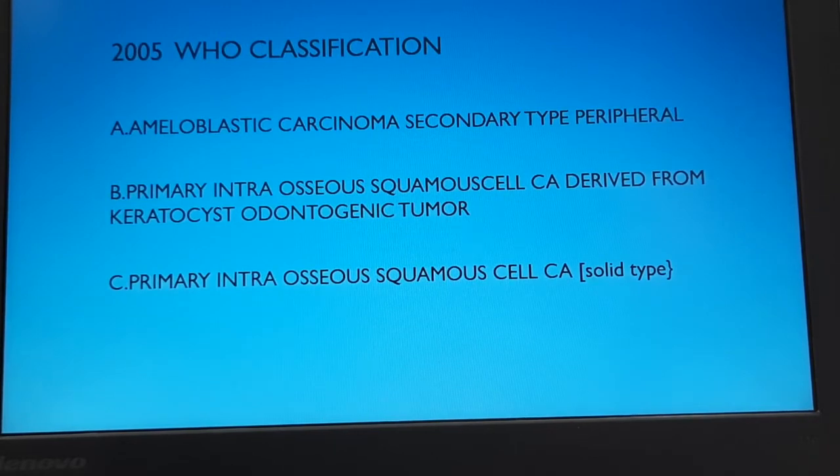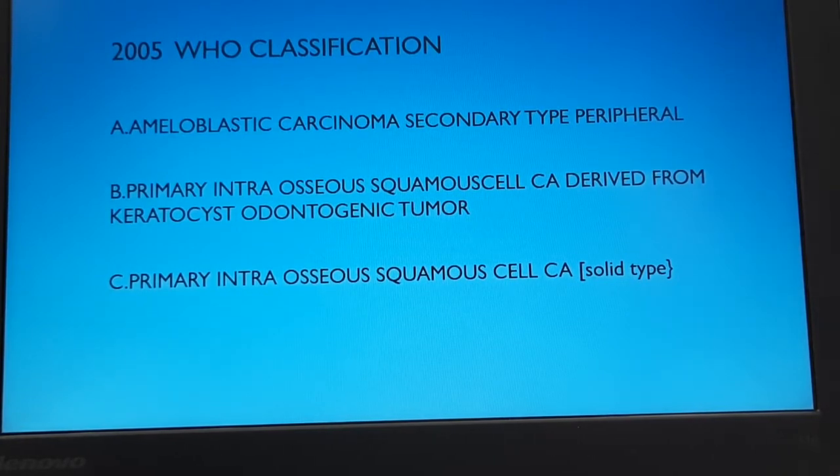The WHO classification in 2005 described that ameloblastic carcinoma of secondary type is peripheral in origin. The primary intraosseous squamous cell carcinoma derived from keratocyst odontogenic tumor, which was earlier described as odontogenic keratocyst, is now described as primary intraosseous squamous cell carcinoma derived from keratocystic odontogenic tumor.